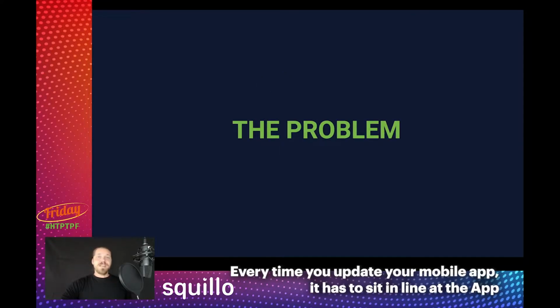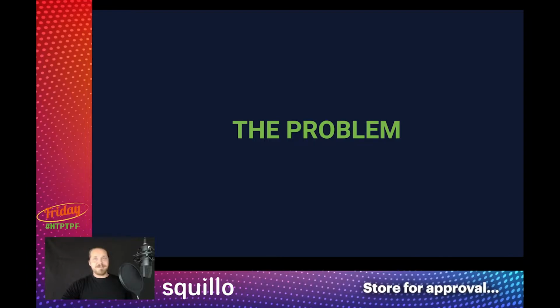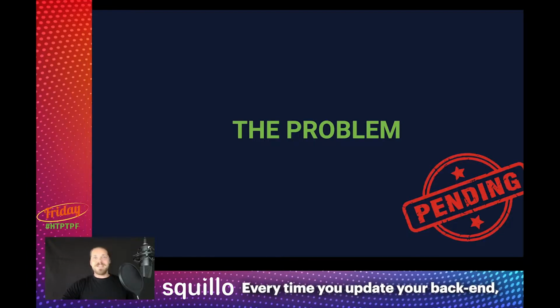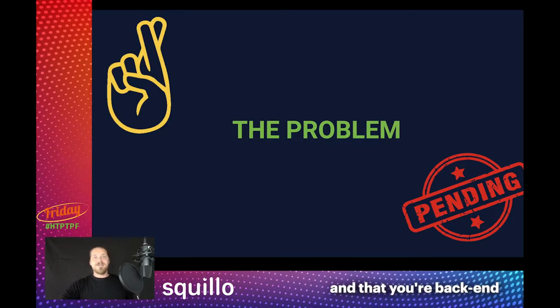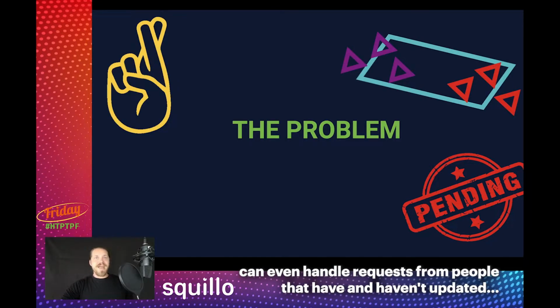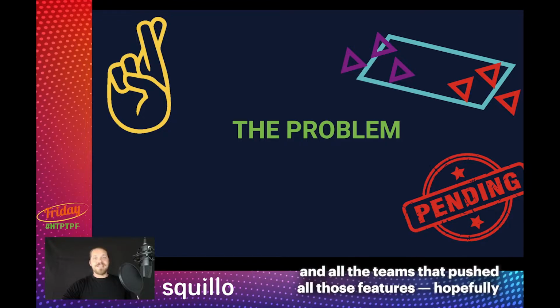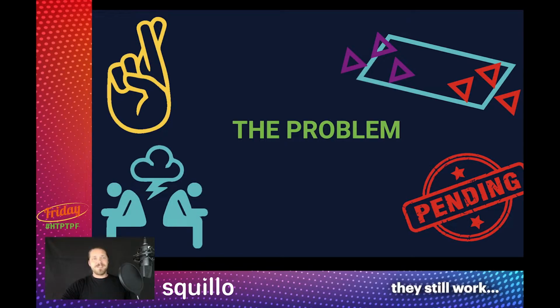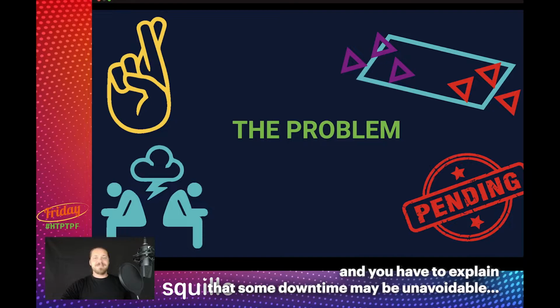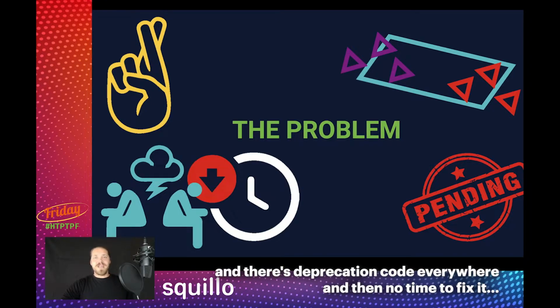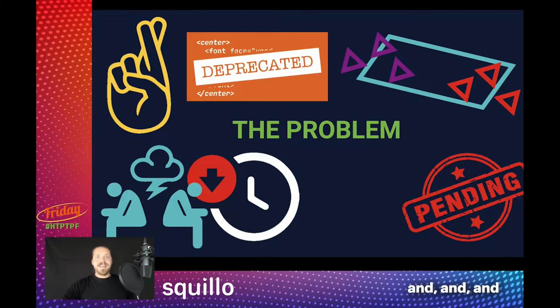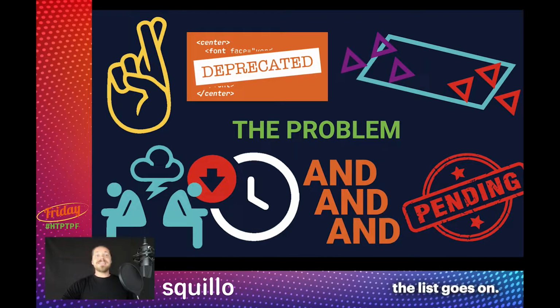Every time you update your mobile app, it has to sit in line at the App Store for approval. Every time you update your backend, you have to cross your fingers that your user's app doesn't crash, and that your backend can even handle requests from people that have and haven't updated. And all the teams that pushed all those features, hopefully they still work, and you have to explain that some downtime may be unavoidable. And there's deprecation code everywhere and no time to fix it, and the list goes on.